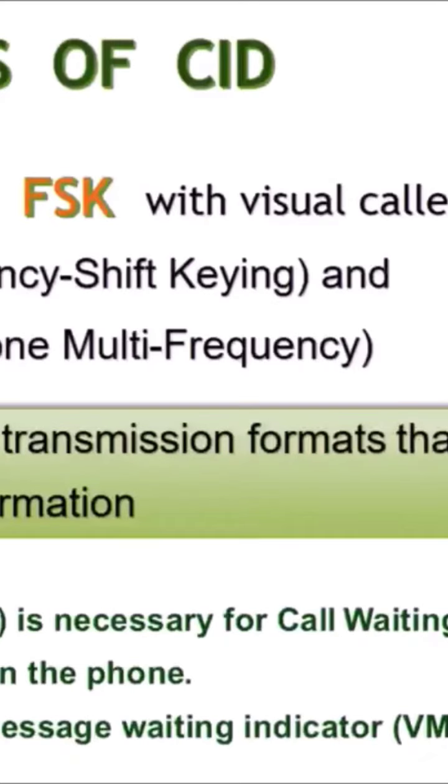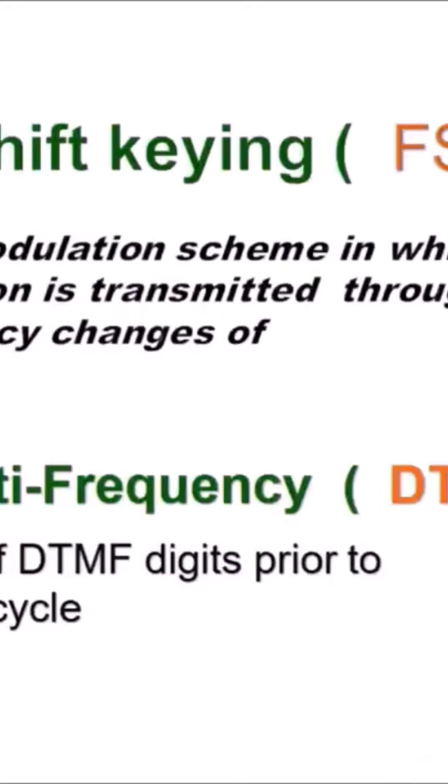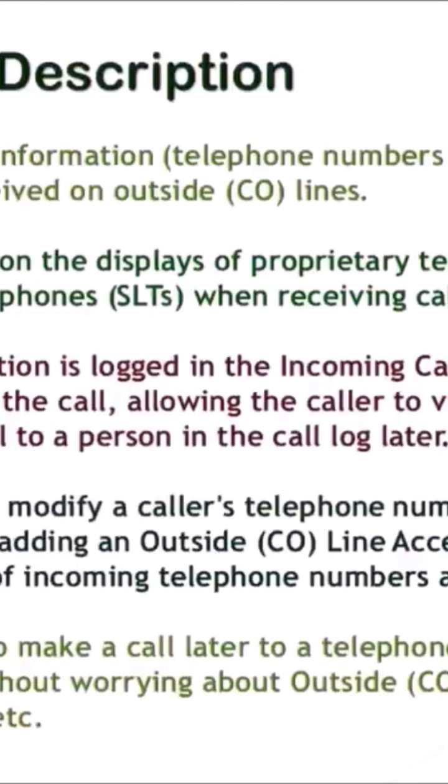The FSK with visual caller ID is necessary for call waiting caller ID to display on the phone. Also there is the FSK visual message waiting indicator, which is VMWI. Frequency shift keying, or FSK, is a frequency modulation scheme in which digital information is transmitted through discrete frequency changes of a carrier signal. The dual tone multi-frequency, or DTMF, sends a series of DTMF digits prior to the first ringing cycle.